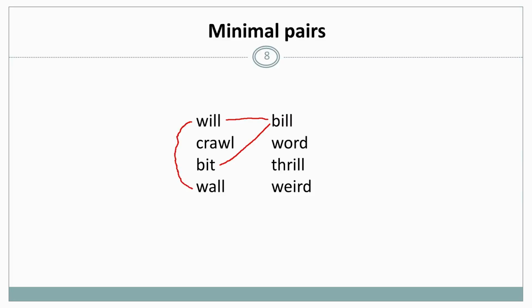And finally we have word and weird. And here you can see quite nicely that it's not about the spelling at all. It's just about the sounds. These two words, of course, differ in more than one letter, but they only differ in one phone. And similarly, thrill and bill is not a minimal pair because these two words differ in more than one phone.